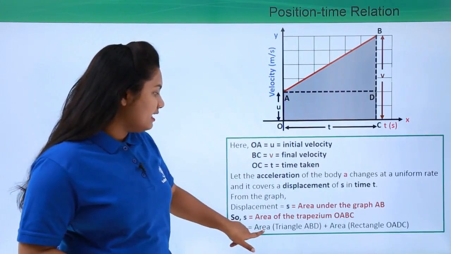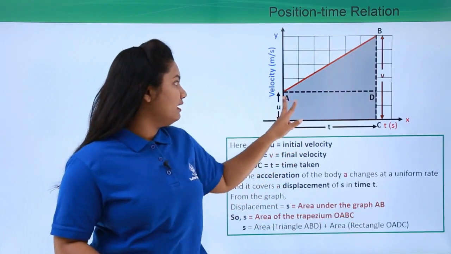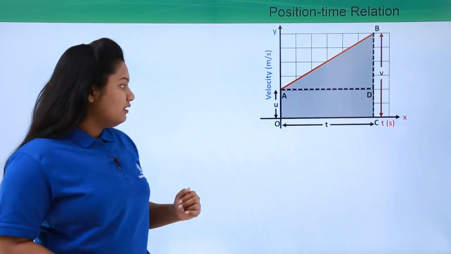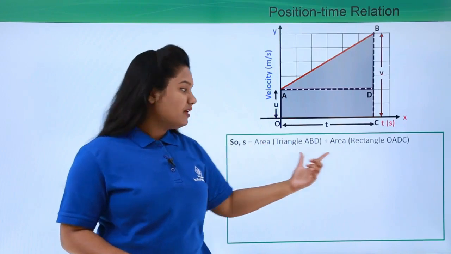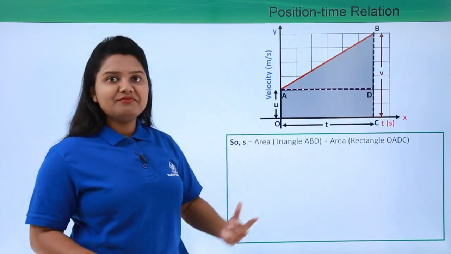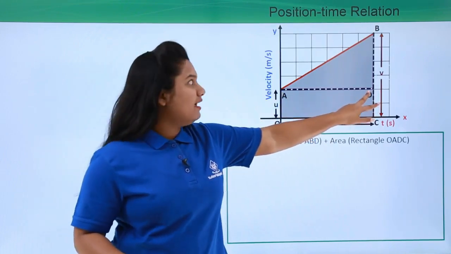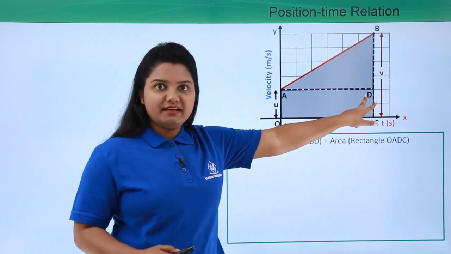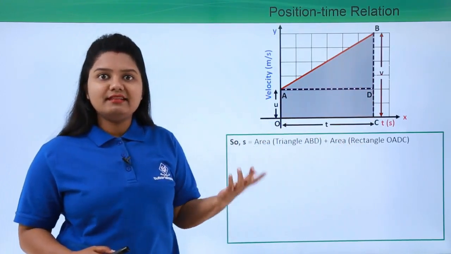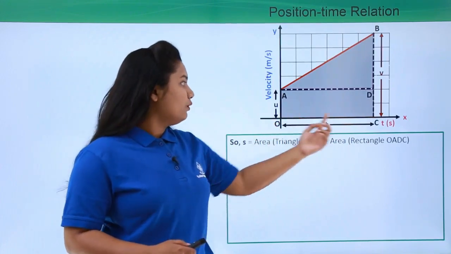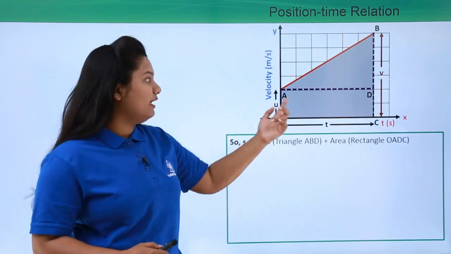So here S equals the area of the triangle ABD plus the area of the rectangle OADC. Now we know the formula for the area of the triangle as well as for the area of the rectangle. The area of the triangle is given by half into base into height. We will be taking AD as the base of the triangle and BD as the height of the triangle. And for the area of the rectangle, which is length into breadth, here the length we will be taking as OC and the breadth is DC of this rectangle OADC.